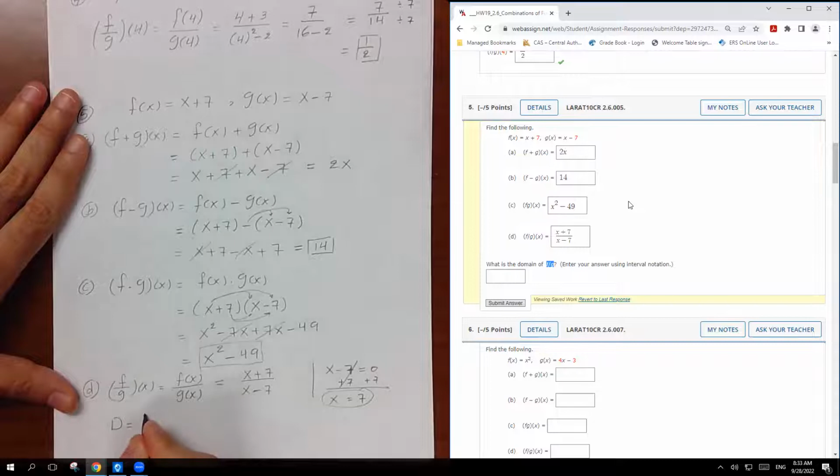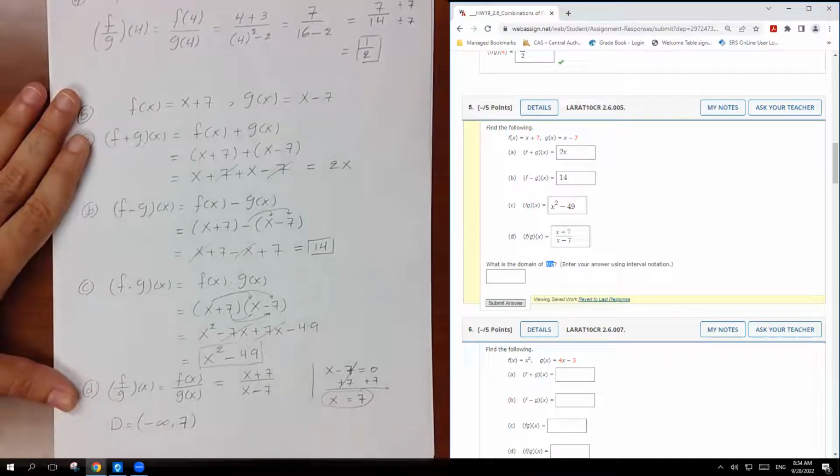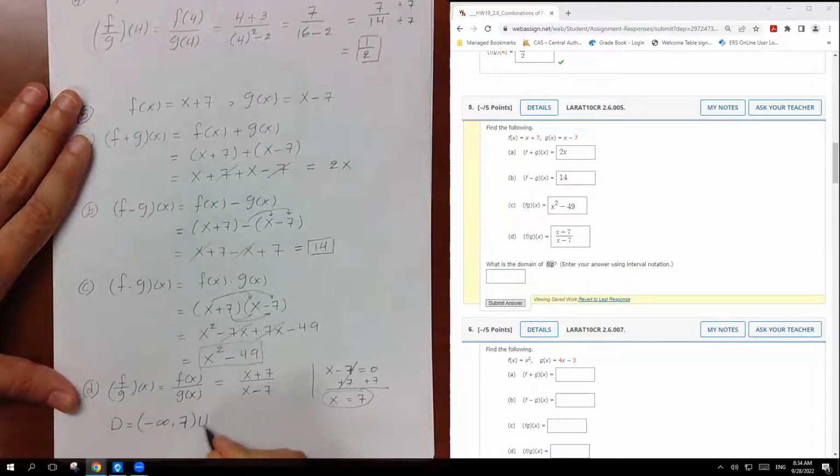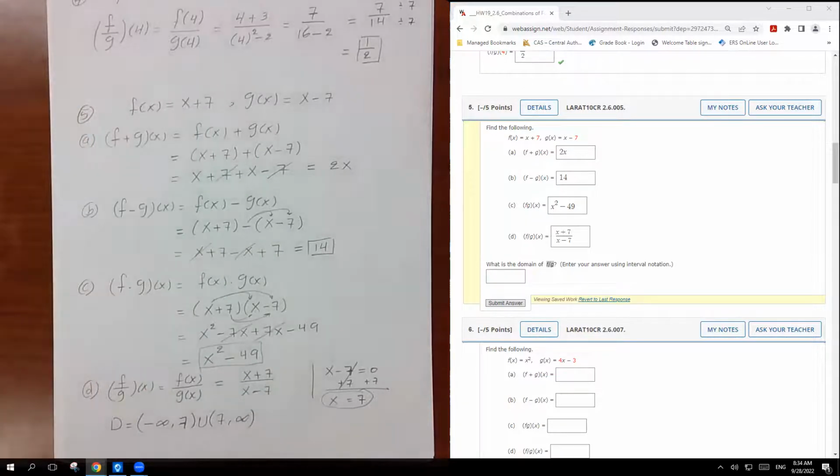So I can say my domain is from negative infinity to 7. You see the 7, there's a parenthesis here. That means the 7 is not included in the interval. The interval reaches number 7 and stops. If you put a bracket, that means the number is included in the interval. Union, start again from 7 to infinity. So that's the domain for this function.